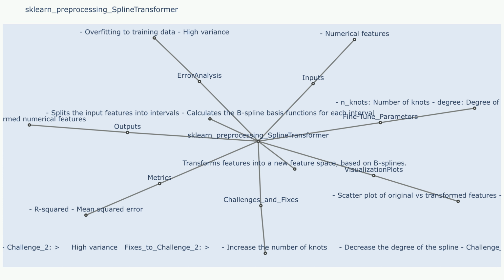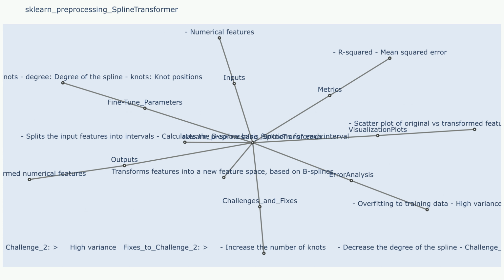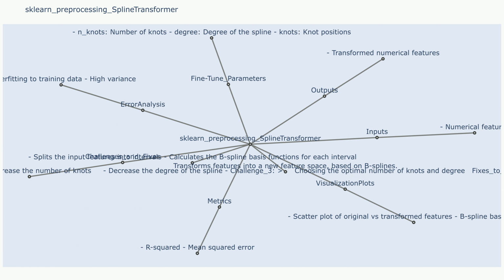Inputs. Input 1: array-like of shape (n_samples, n_features). This input represents your dataset where each row corresponds to a data point and each column represents a feature. The transformer will operate on numerical features within this dataset. Input 2: the feature index or indices where you want to apply the spline transformation. If not specified, the transformer will be applied to all numerical features.